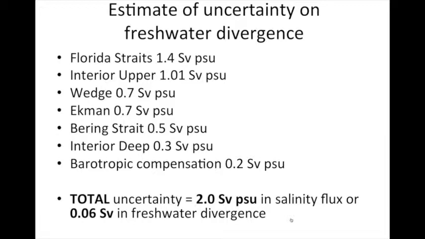So the total uncertainty is 2 Sv PSU in the salinity flux, or 0.06 Sv in the freshwater divergence. That's on each 10-day estimate. The annual averages are better than that and are about 0.02 Sv in the freshwater divergence. Is it an indication? Yes.